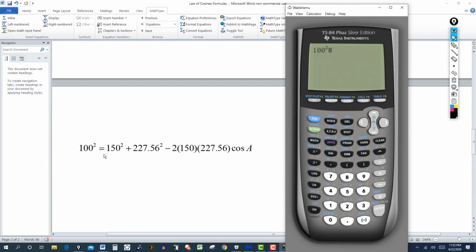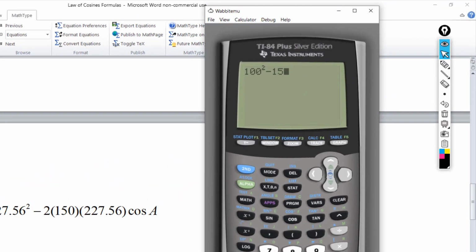I'm just going to subtract over here. Subtract 150 quantity squared, and then subtract the other value over here, 227.56. So 100 squared minus 150 squared minus 227.56 quantity squared. And then I'm just going to hit enter.